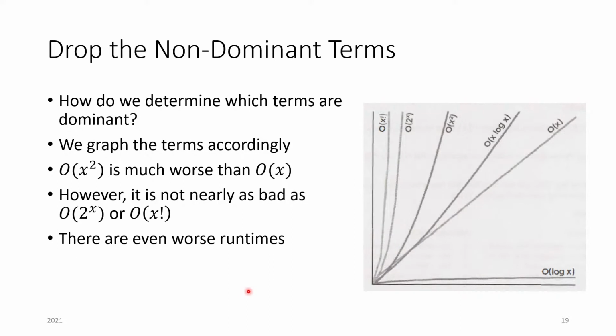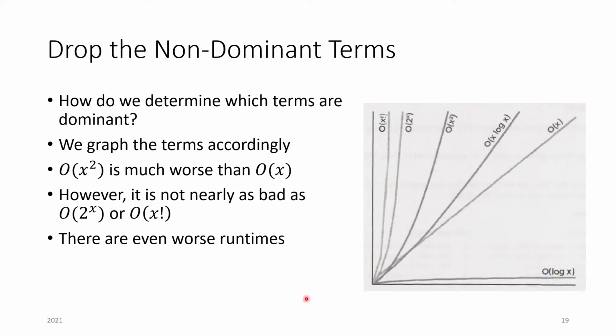And determining which terms are dominant is very simple. Just graph the terms, and whichever one tends towards infinity more than the other is going to be the more dominant one. So for instance, x factorial here is the most dominant term of all of these, followed by 2 to the x, x squared, x log of x, and then O of x. And then O of log of x is the least dominant here, accordingly.